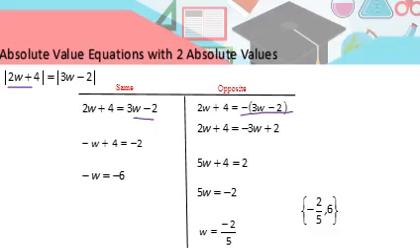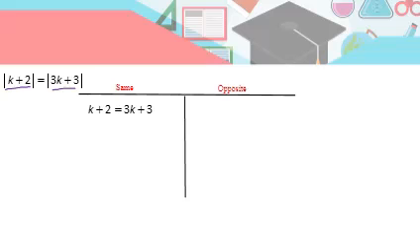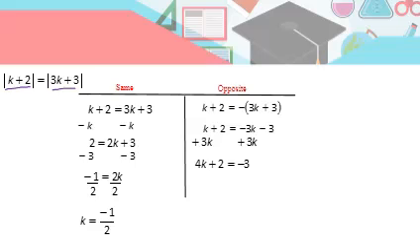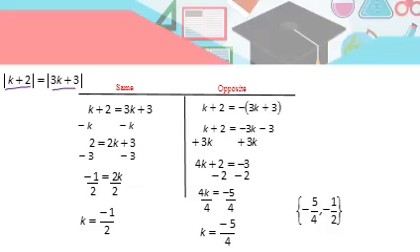Okay, let us take another example. If you have 2 absolute values, you take the first one equal to the second one as they are. This is the same case. And in the second case, you have to take its opposite. So we do minus times 3x plus 3. And we solve both of them normally. And then you will get k equals minus half. And then the second one, k equals minus 5 over 4. So the set is minus 5 over 4 and minus half.